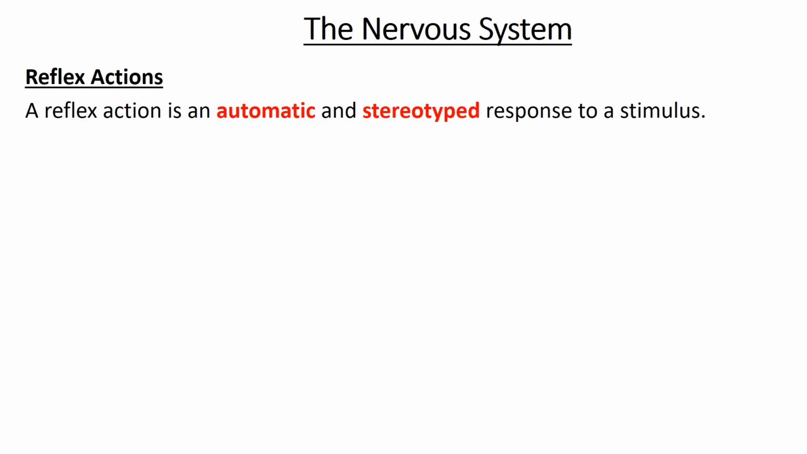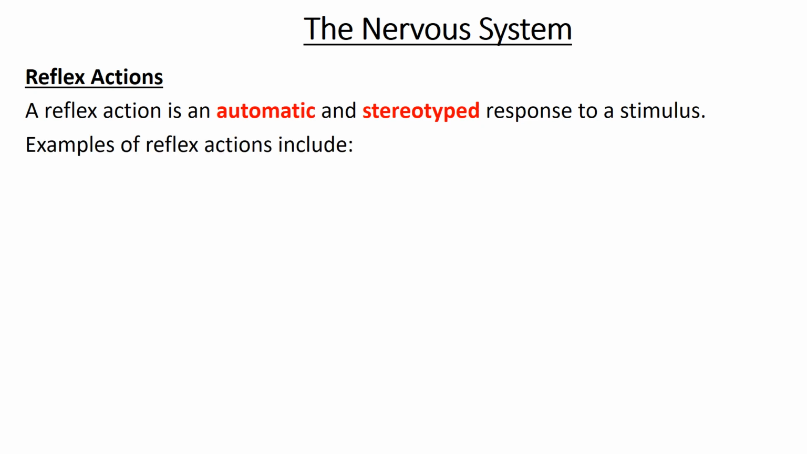Next, we take a look at a reflex action. What is a reflex action? This is an automatic and stereotyped response to a stimulus. Stereotyped, automatic, which means it happens without your control. Stereotyped, it behaves in a certain way.